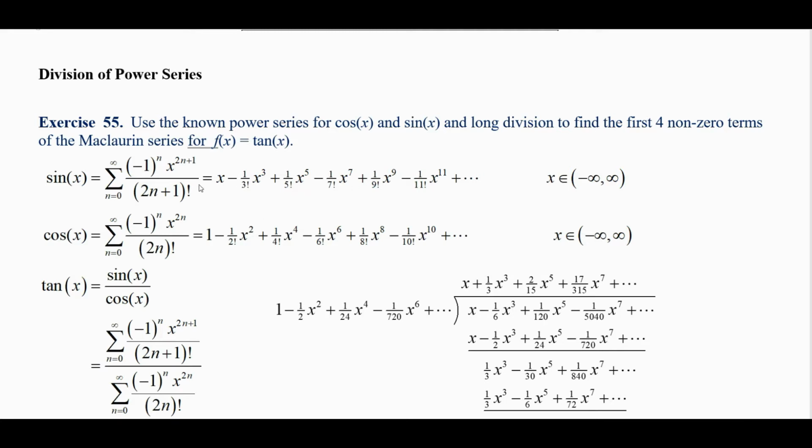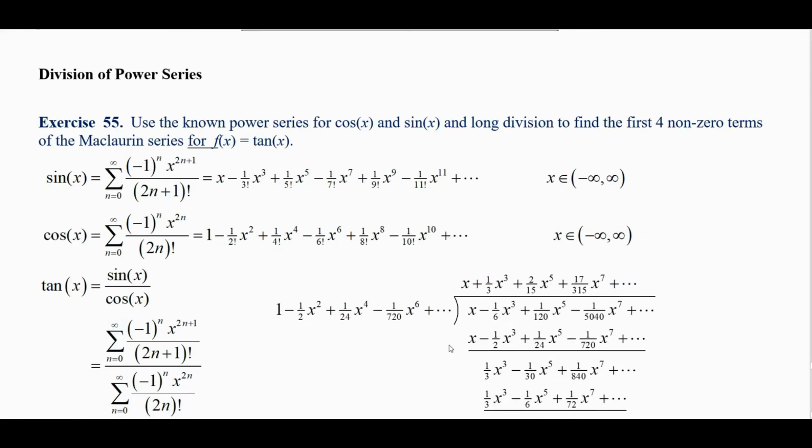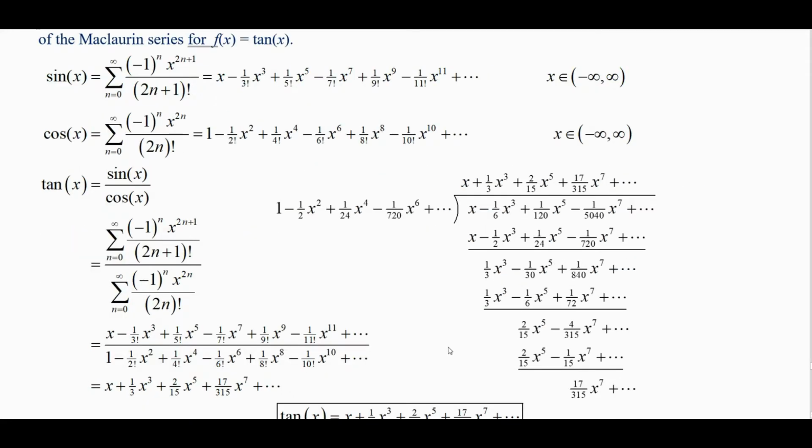So this written out is x minus 1/6 x cubed plus 1 over 120 x to the fifth minus 1 over 5040 x to the seventh plus other terms. For sine x, that's the numerator or the dividend, and the denominator or divisor is 1 minus 1/2 x squared plus 1 over 24 x to the fourth minus 1 over 720 x to the sixth plus more terms. And we just divide this out with our basic division algorithm, just like we did in elementary school.